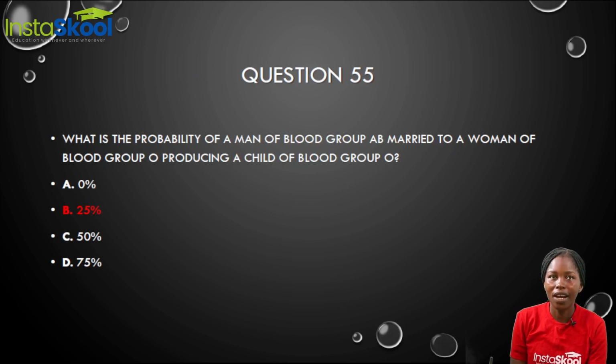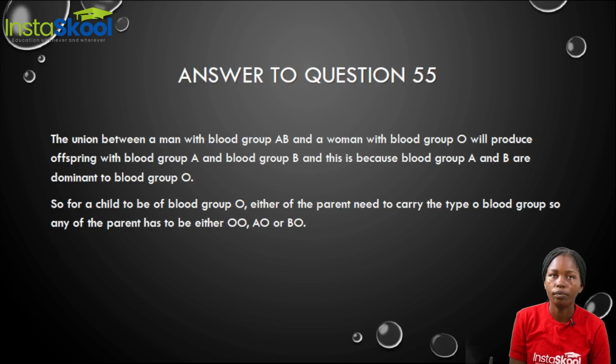Question 55. What is the probability of a man of blood group AB married to a woman of blood group O producing a child of blood group O? Now, the union between this man with blood group AB and the woman with blood group O will produce offspring that have blood group A and blood group B.